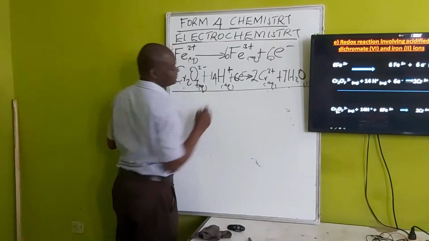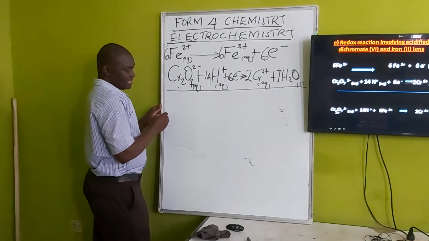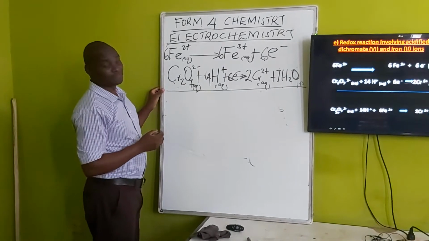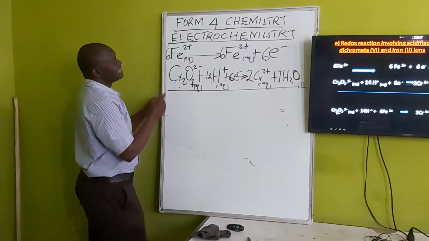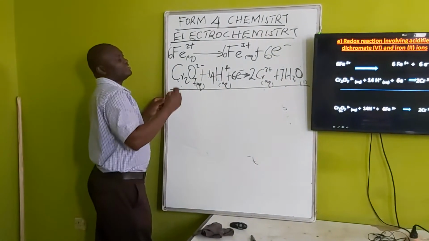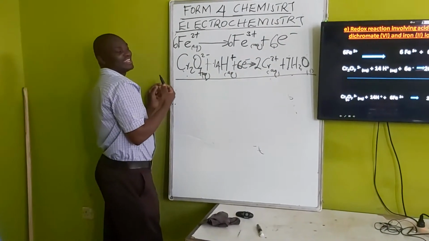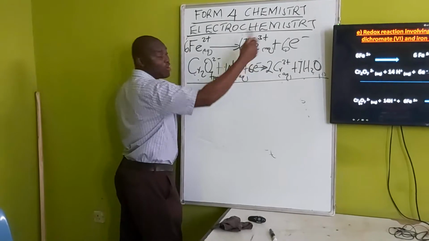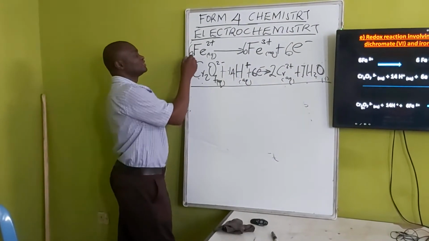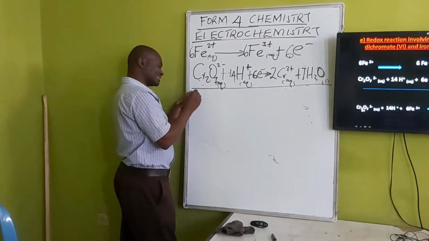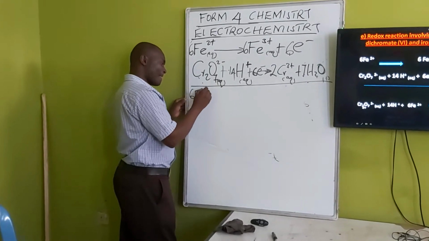Water is a liquid. Now we add the 2 equations. In adding an equation, you group the reactants together on the left-hand side and the products together on the right-hand side. So our first reactant is Fe2+.